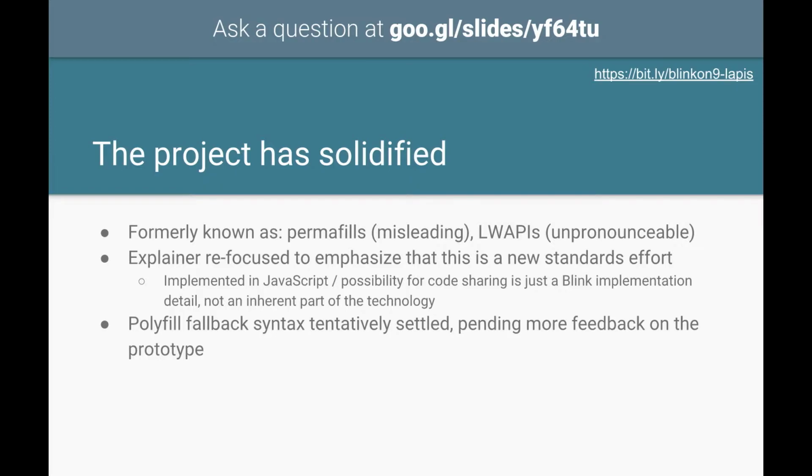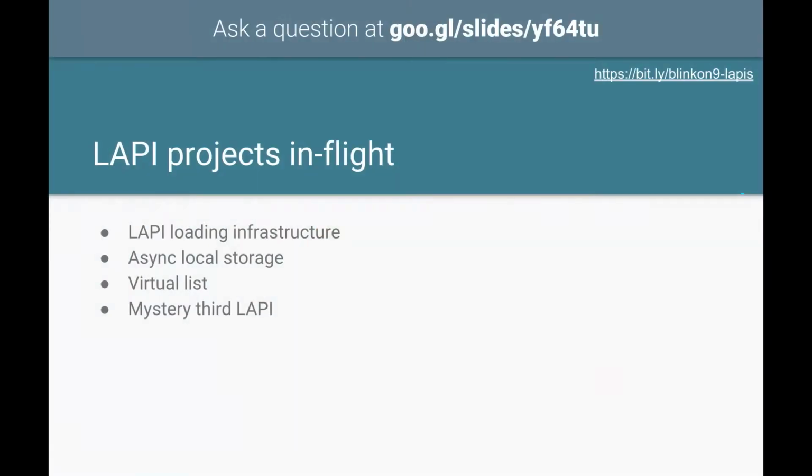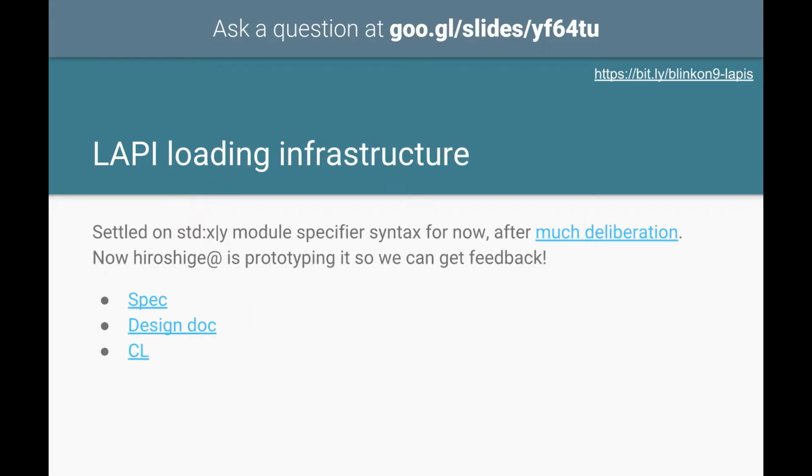The other thing is that for now, we've settled on that fallback syntax I showed you, the std x bar y. We just want to get something out there behind a flag for people to play with and see how it feels. And so we're gonna do that for now. There's been a lot of discussion, and it's still listed as one of the open issues. But in the overall LAPIs infrastructure, things have settled down. There's kind of 4 main projects that we've been focusing on as a team, listed here. I want to go through each of them briefly in turn.